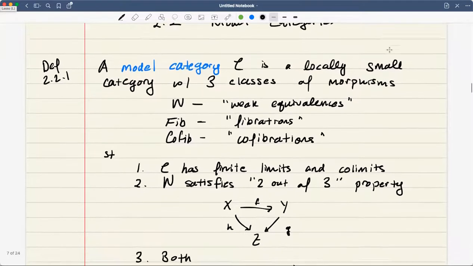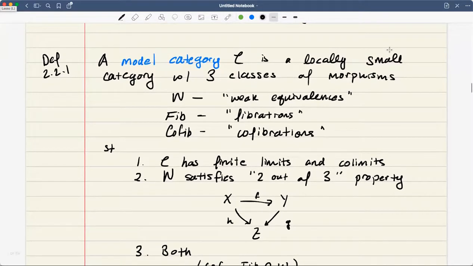But what are they? Well, they are categories that are locally small. And we distinguish three classes of morphisms. We have the weak equivalences, what we call fibrations, and what we call cofibrations. And it might be useful here to remember that the weak equivalences are really the things that are important. That's what we're trying to study, and the fibrations and cofibrations are really just tools to help us understand weak equivalences within the framework of a one category.